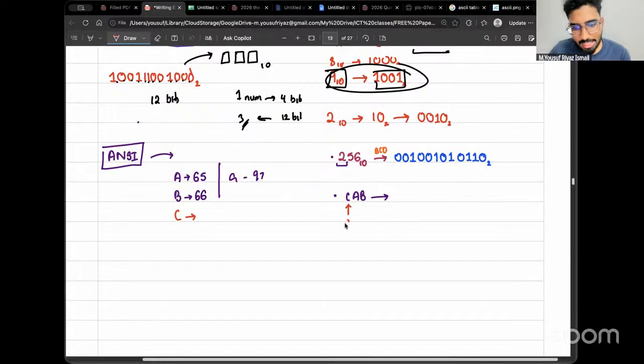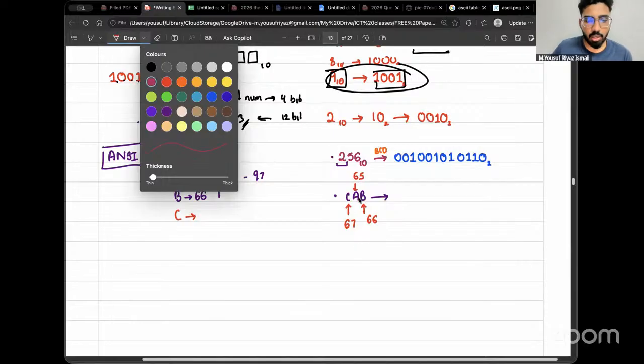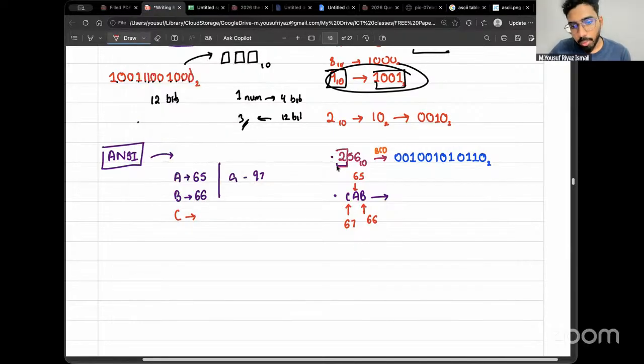Perfect. Capital C will be 67. So now if I have a numeric value, if I know A is 65, B is 66, and C is 67, is it possible to convert a numeric value to binary? Have you learned a method to convert numbers to binary? Yes. So using that, like earlier when I converted number 2, number 5, and number 7 to binary, now if I convert 65, 66, 67 to binary, I can find the answer.